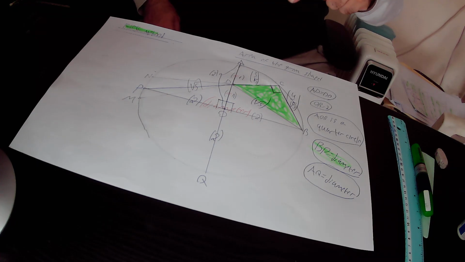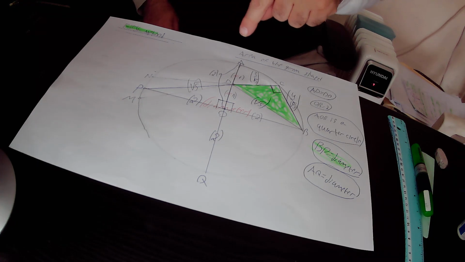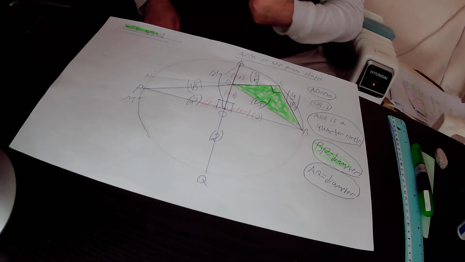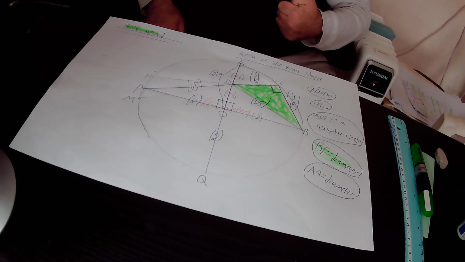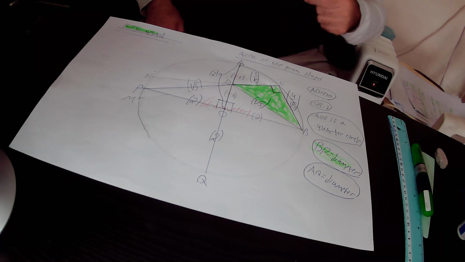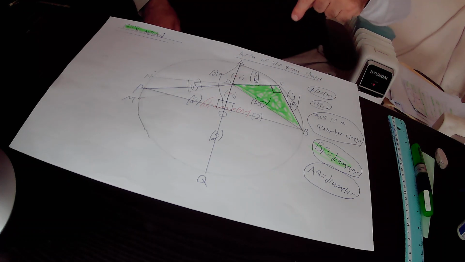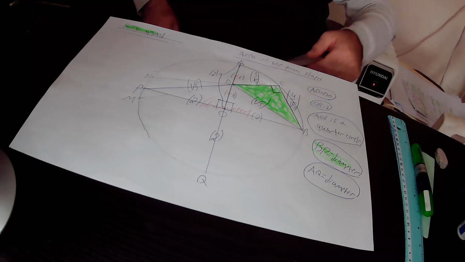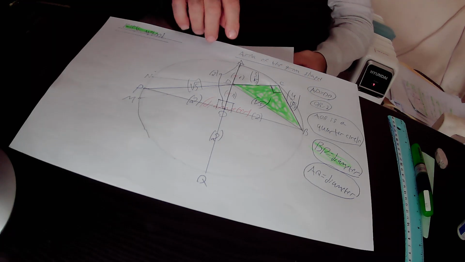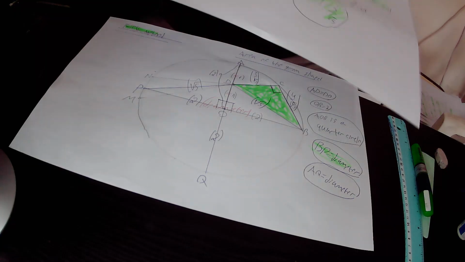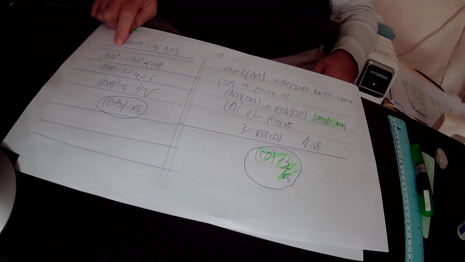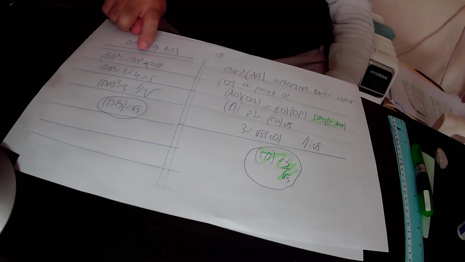In the next step, we implement the Pythagoras theorem on this right triangle DOB. According to the Pythagoras theorem, in any right triangle, the square of the hypotenuse equals the sum of the squares of the perpendicular sides. So in this right triangle DOB, DB squared, that is the square of the hypotenuse, equals DO squared plus OB squared.